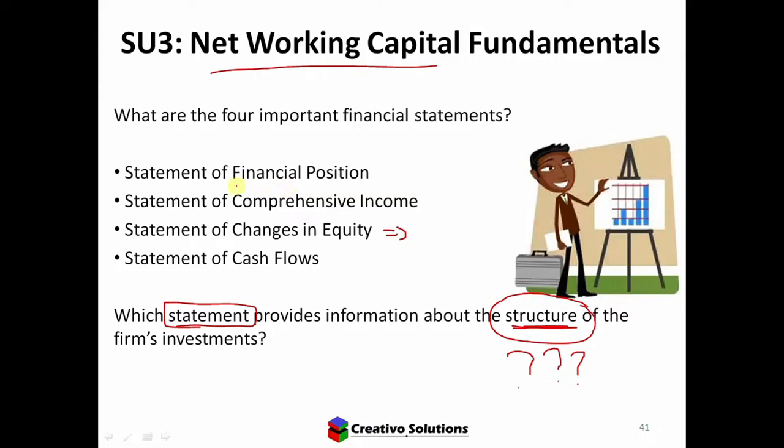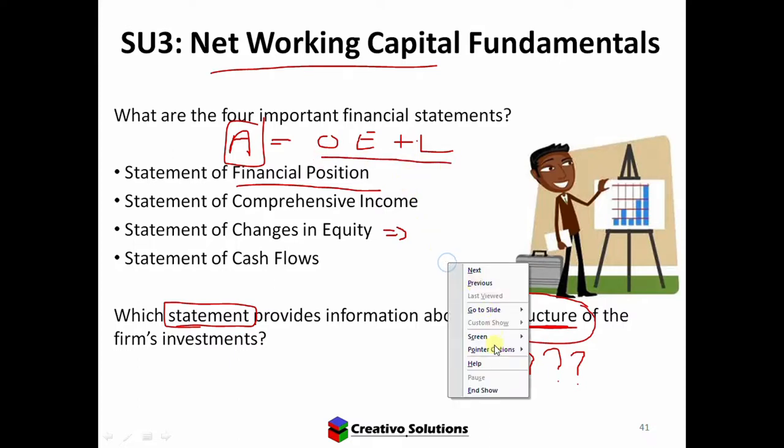Financial position. Okay, remember this: A equals OE plus L. Isn't that what the statement shows? Don't you have a section called assets and then a section called equity and liabilities? Okay, when a business is operating, what does a business do?